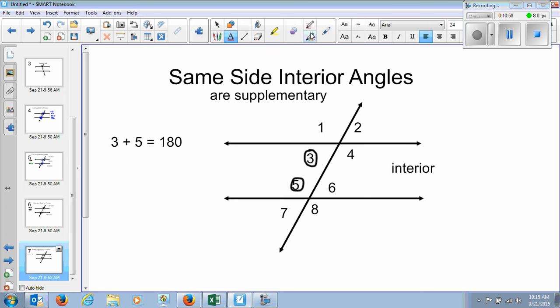Hopefully you can see the other set of same side interior angles. If I look here, angle 4 is an interior angle, and angle 6 is on the same side as angle 4. Now again, they are not equal to each other. Angle 4 is obtuse, angle 6 is acute. So angle 4 plus angle 6 will equal 180 degrees. Same side interior angles are supplementary.